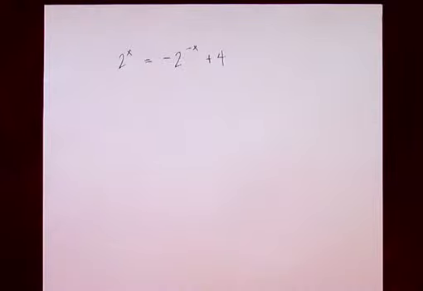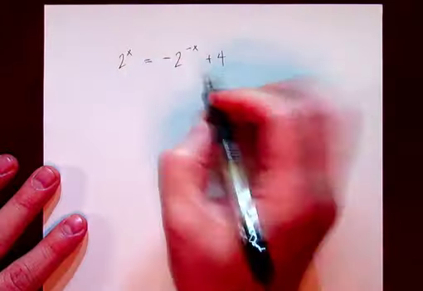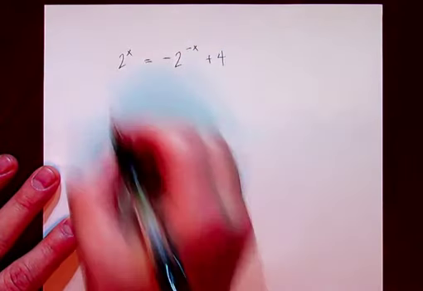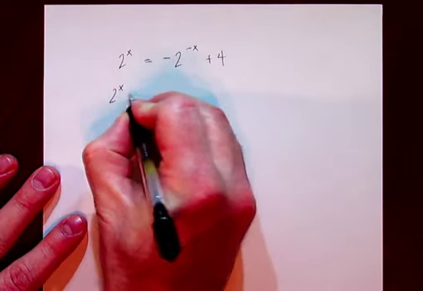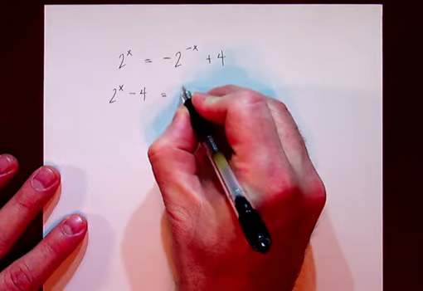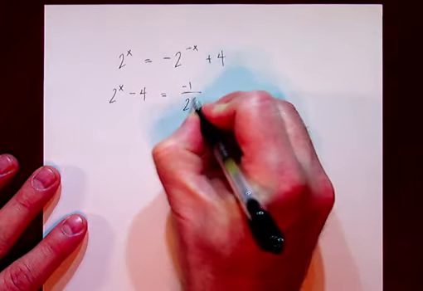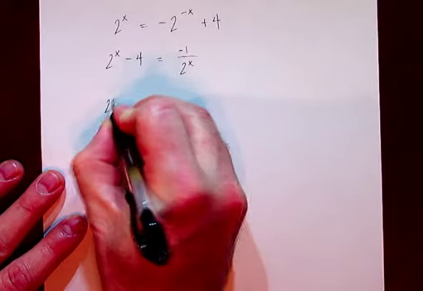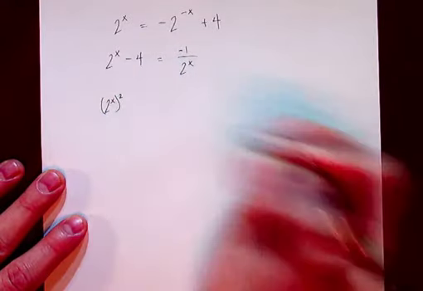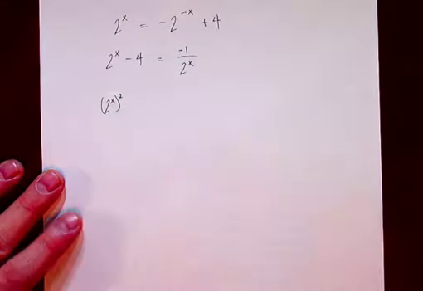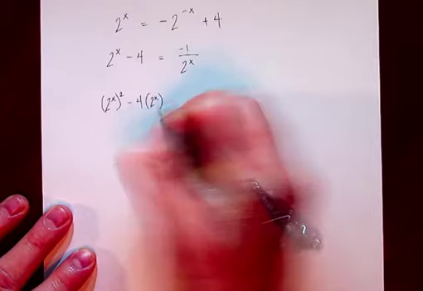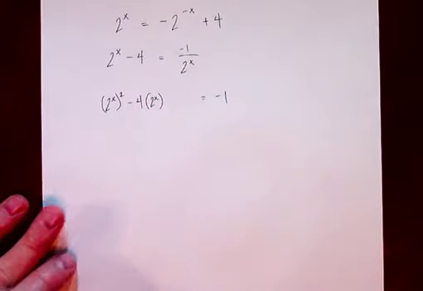I need to solve this, and the first thing I need is to get rid of that negative exponent right there. So let's bring the 4 over, and turn this into negative 1 over 2 to the x. Let's multiply through by 2 to the x. I'm not going to turn this into 2 to the 2x. I'm going to leave it like this, and you'll see why in just a minute.